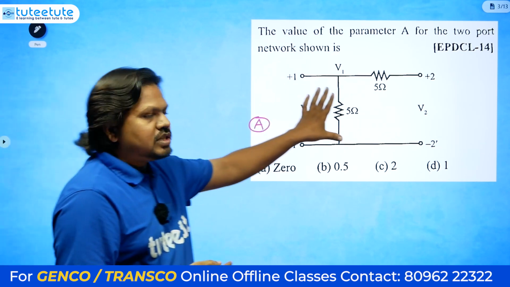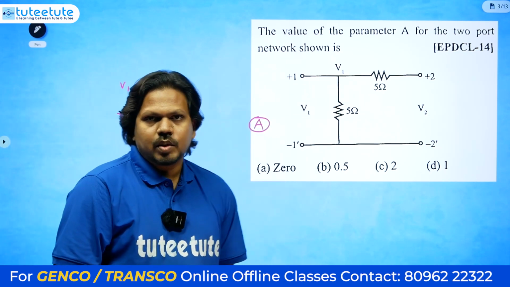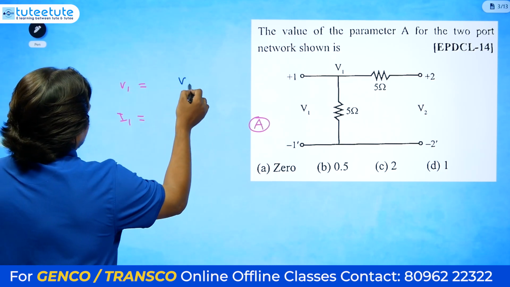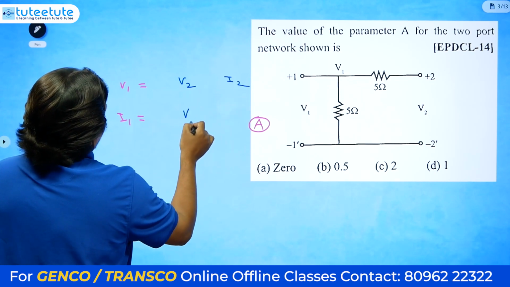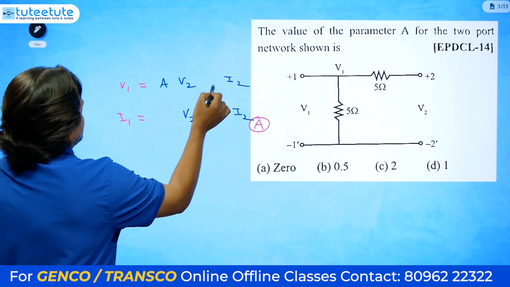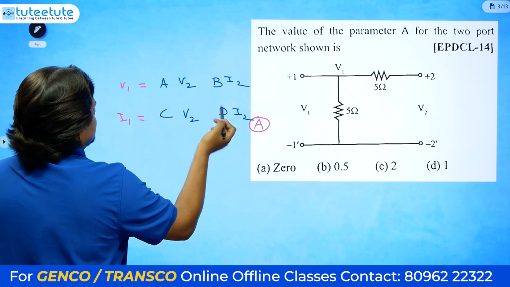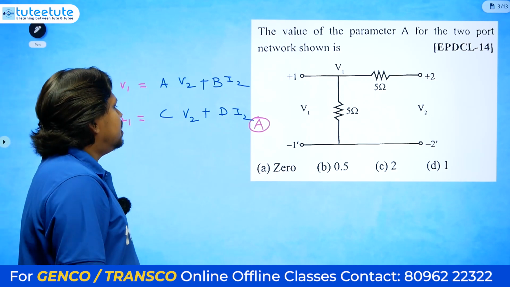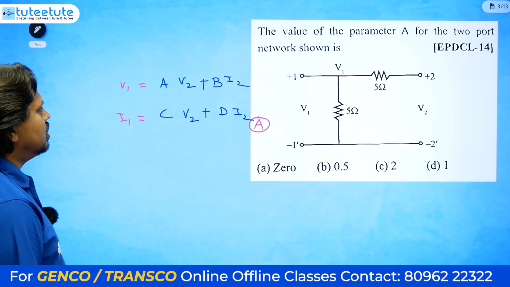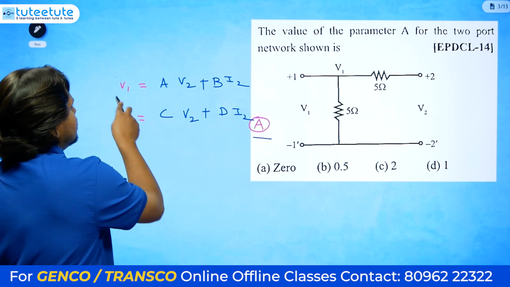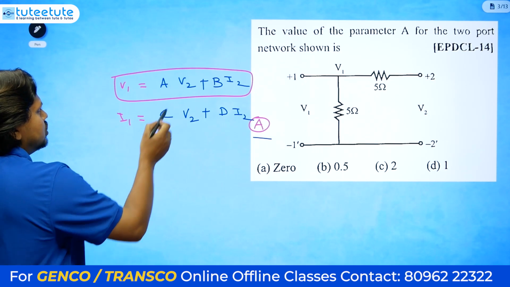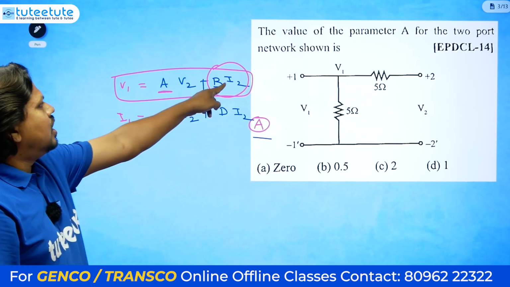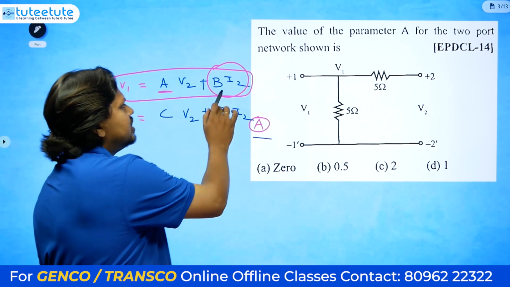Whenever you see a problem where they are asking something about ABCD parameters, we need to write down those equations: V1 and I1 equal to the matrix A, B, C, D times V2 and I2. For easy calculations I am just using the plus sign only, so there is no problem. So the A, B, C, D parameter equations we have written. Now I need the A value, which means I need to use this equation. For easy calculation I want A, so I have to make I2 equal to 0.